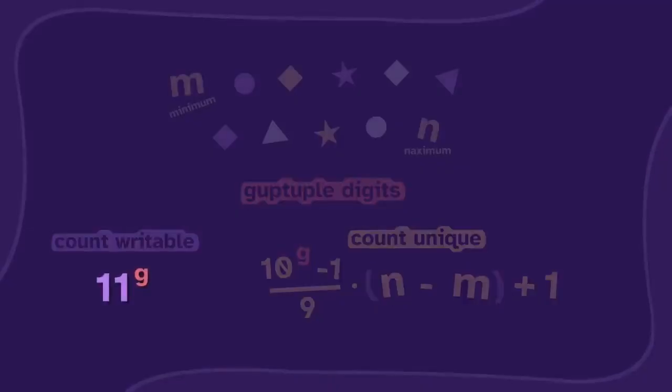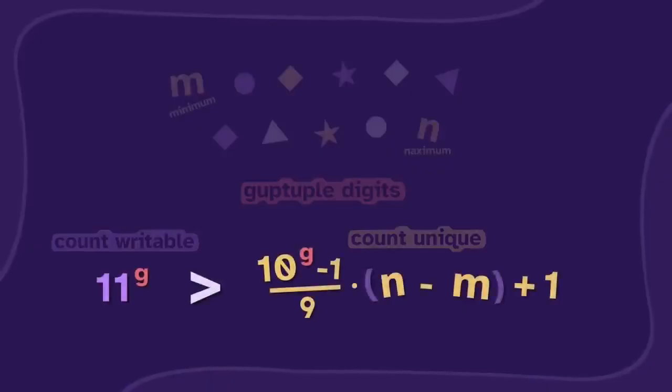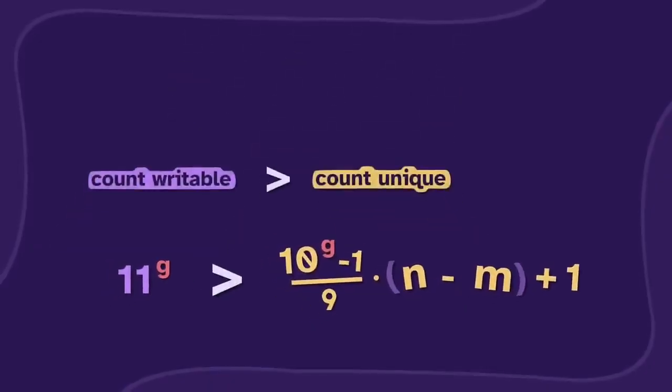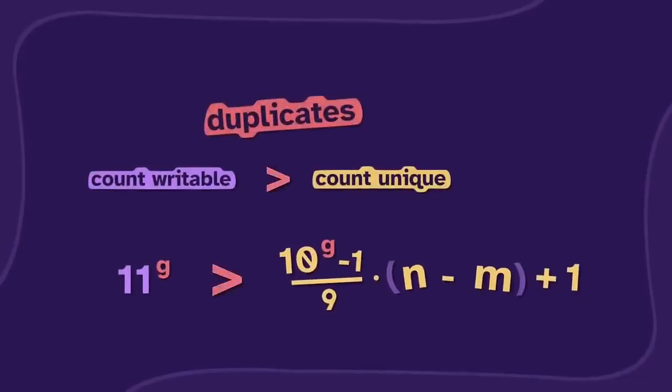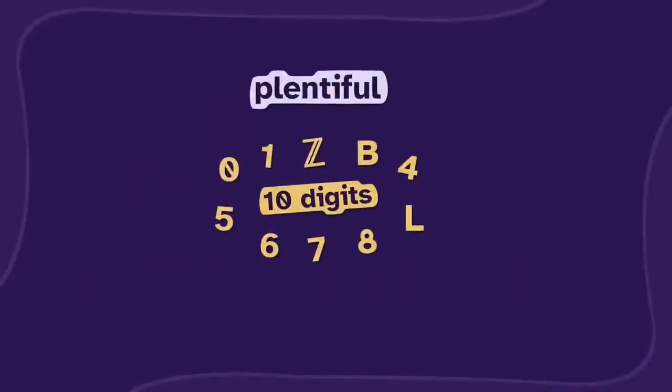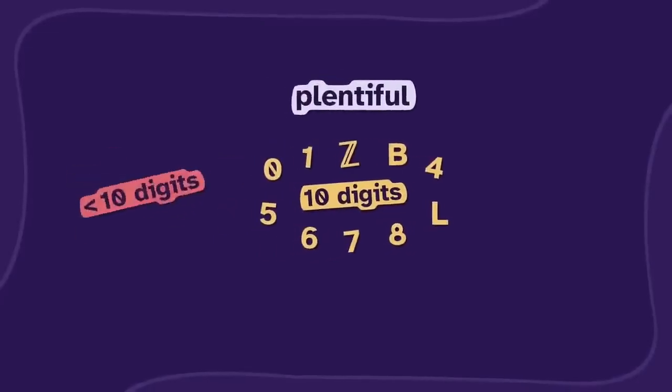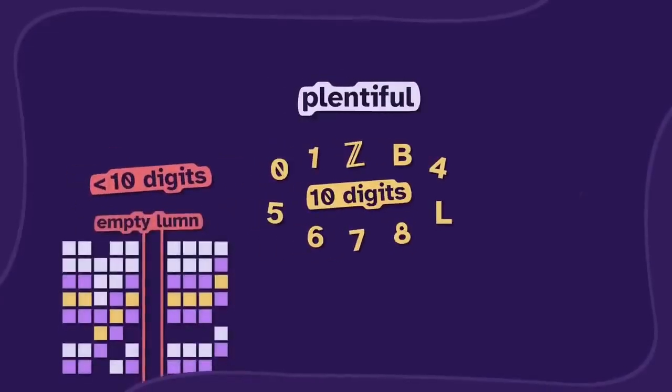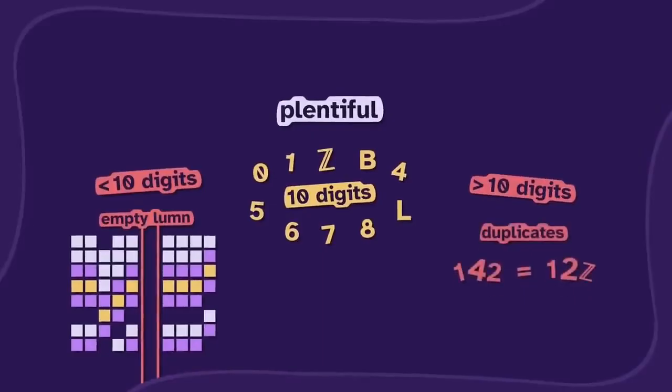The left has powers of 11, so it grows faster than the powers of 10. Eventually, the left will be larger. There will be more writable numbers than unique values, so we will end up with duplicates. And this would also happen if we used 12 digits or 13 digits or any other amount greater than 10. So to summarize, a plentiful set must have exactly 10 digits. If there are less, we'll have an empty lum, and if there are more, we'll have duplicates.